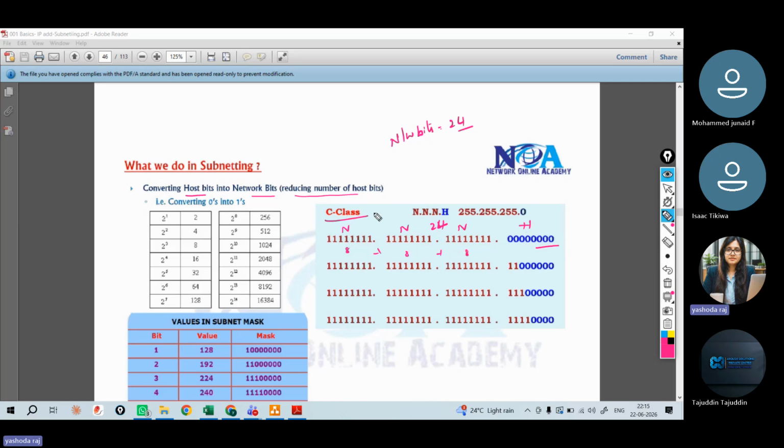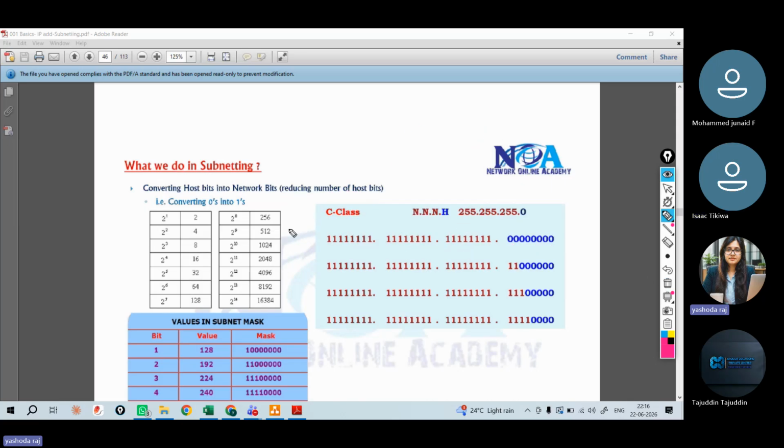This is for class C. We are talking about class C. How many host bits do we have here? 8 bits for host. 8 bits for host. You should answer me. Yes, 8 bits for hosts. This is the default one, as we have learned.